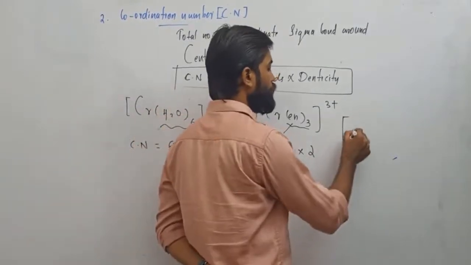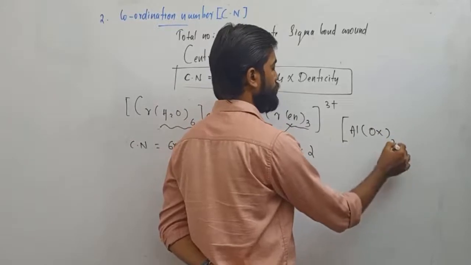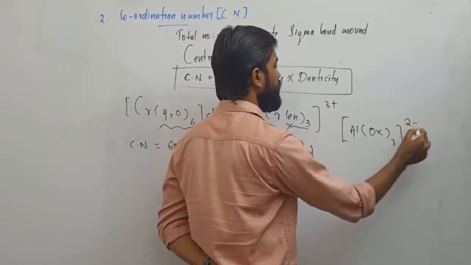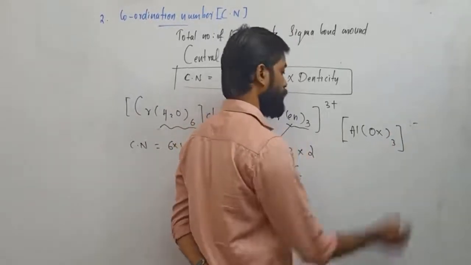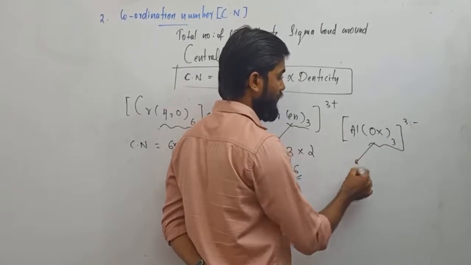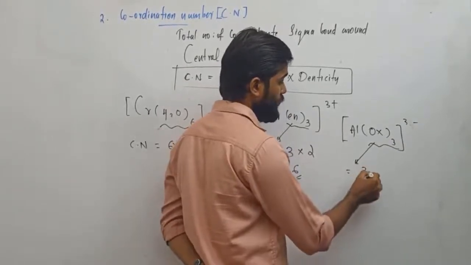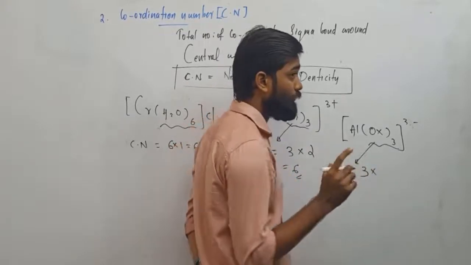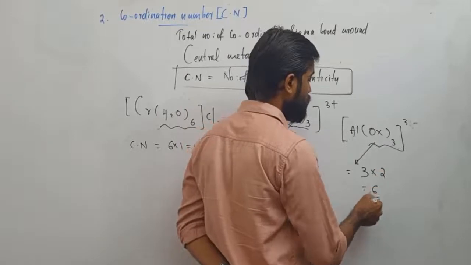Okay. Next, [Al(ox)3]3-. I'm sorry, 3 minus. The ligand is ox. What is ox? Oxalato. So what is the coordination number? The number of ligands is 3. Oxalato belongs to bidentate ligands. So 2. So the answer is 6.